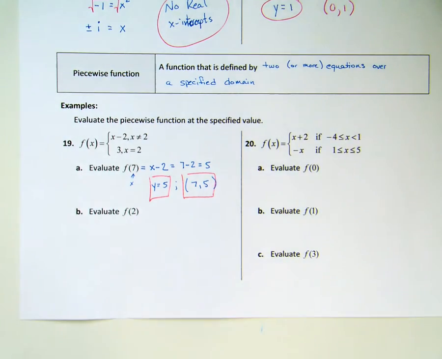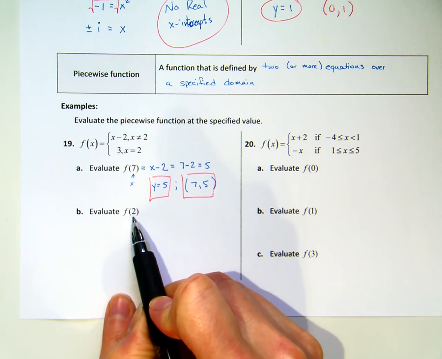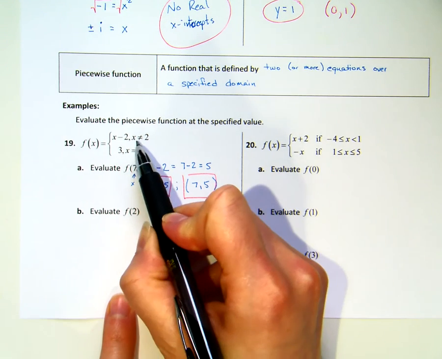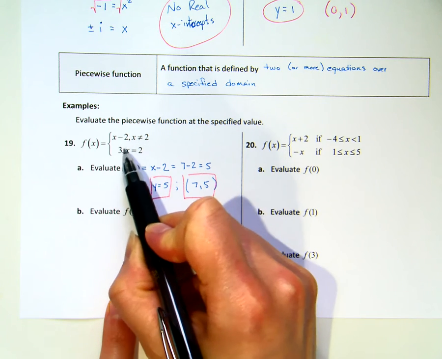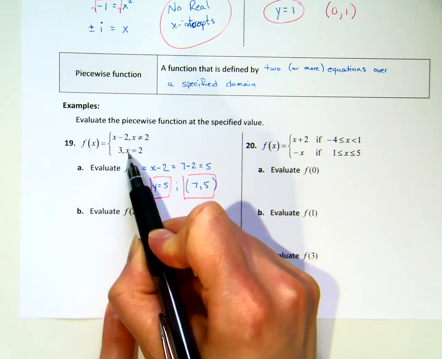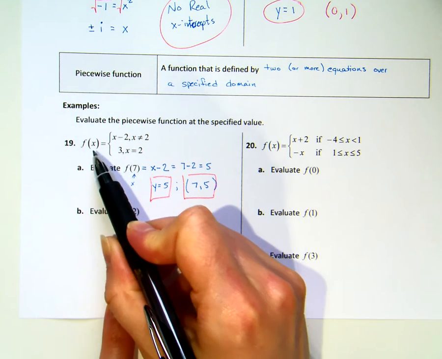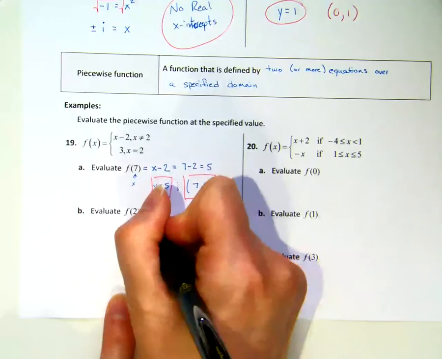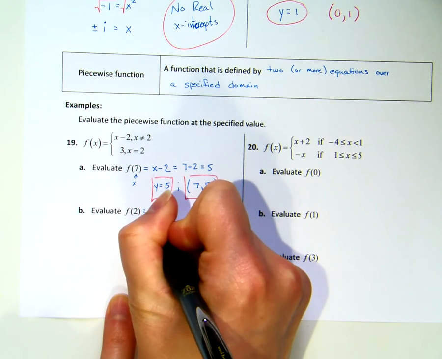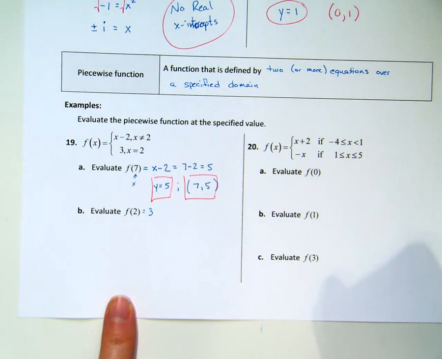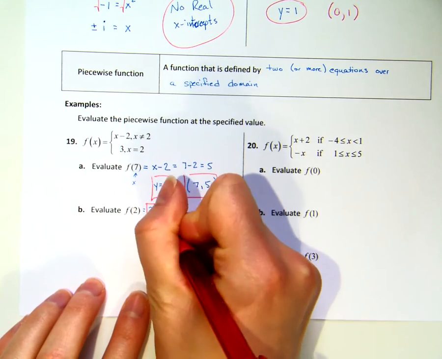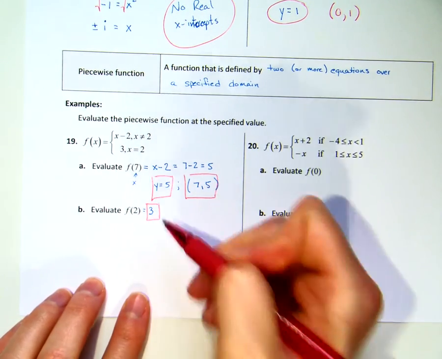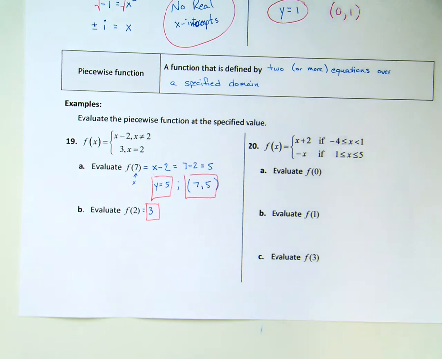Next one, evaluate f of 2. Again, I want to look back at my domains. Where do I have each x value? Well, this one says when the x value is 2, which is what we have, f of x equals 3. So we're using that second equation. That's it for this one. There's nothing to plug in. It's just saying, hey, it's just going to be 3 no matter the x value. Well, only when the x value is 2. We're going to get a y value of 3.